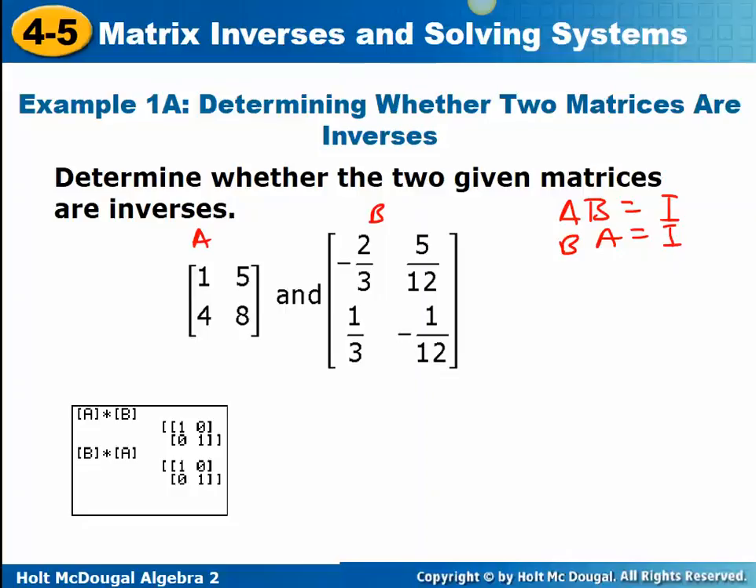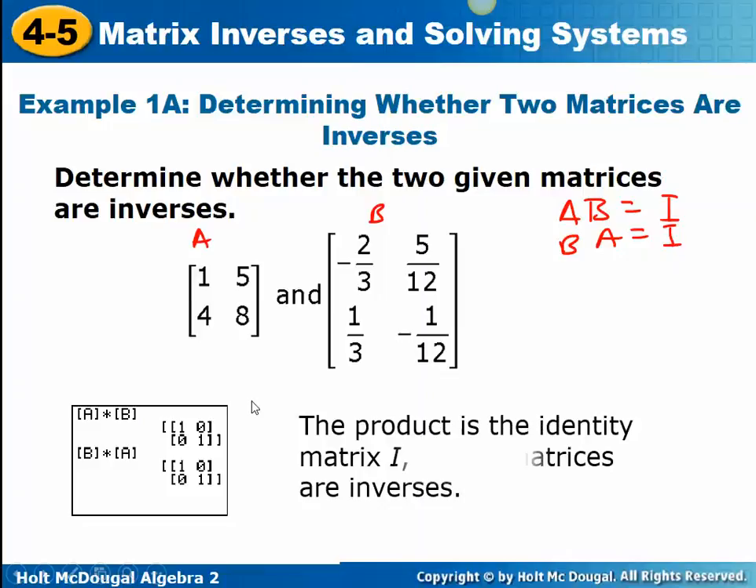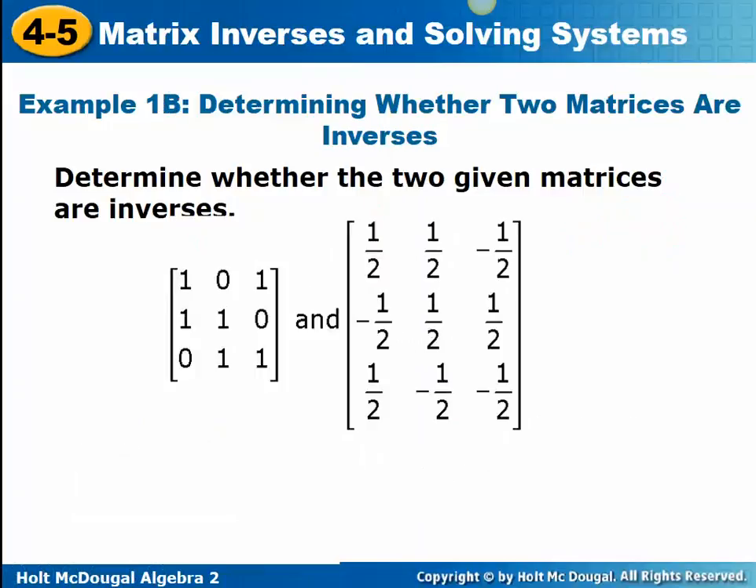This one was done using a graphing calculator, a TI-84, and you'll see that they did get the identity matrix. They got 1, 0, 0, 1, when they did A times B, and for B times A, they also got the identity matrix. Therefore, you would say that these are inverses of each other. Here's another one to check.